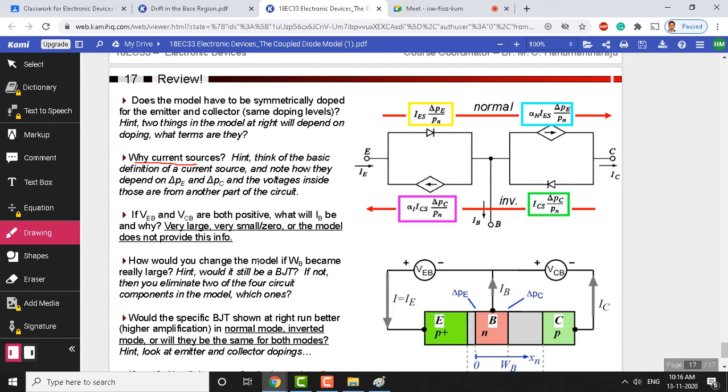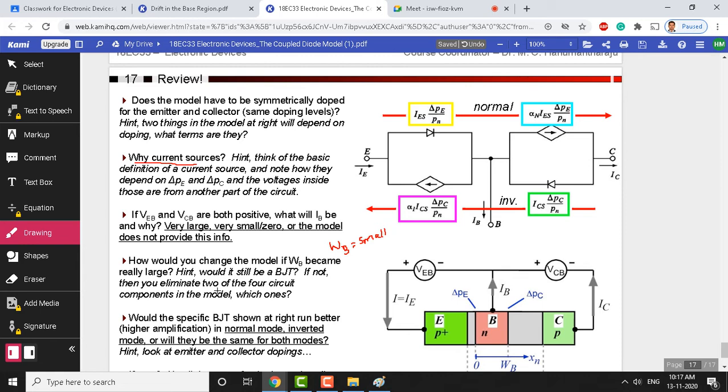How would you change the model if WB, so far you have seen that the WB we have assumed is going to be very small. Now, here we have a question: if WB is going to be very large, this region is going to be very large. Then how do you modify this model? Which of these 4 components would you like to eliminate if WB is larger?